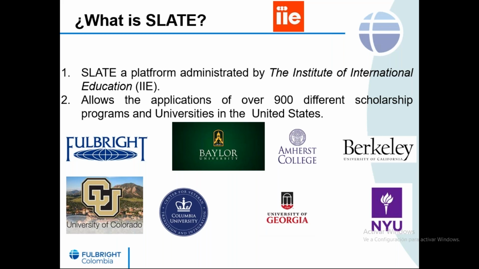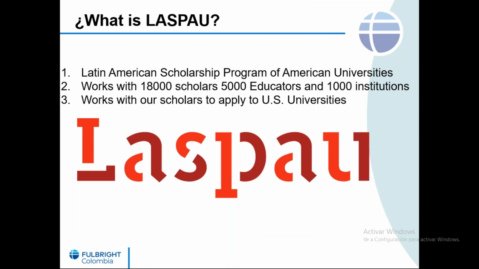So first, let's start with SLATE. SLATE is a platform administered by the Institute of International Education. And this allows applicants of over 900 different scholarship programs and universities in the United States to use their platform and their services. They also have placement services, and those of you who are applying through IIE will use those placement services, which I'll explain later. So who uses this? Fulbright, a lot of different universities, CU University, Georgia, NYU.